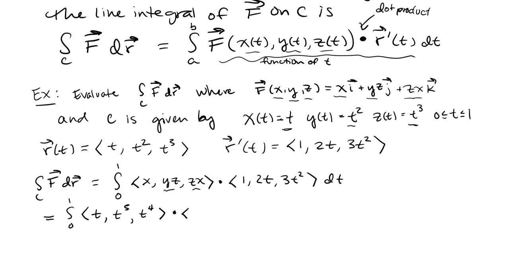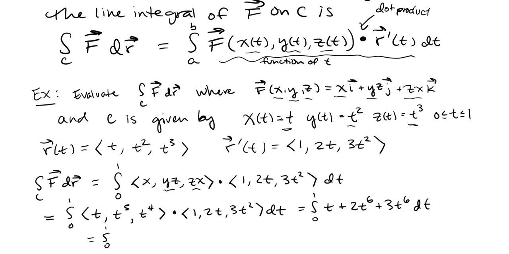And then we're going to take the dot product of that with 1, 2t, and 3t squared. So for the dot product, we multiply component-wise and add those together. So we'll have t times 1, plus 2t times t to the 5th is 2t to the 6th, and then 3t squared times t to the 4th will be plus 3t to the 6th as well. So then we've got the integral from 0 to 1 of t plus 2t to the 6th and 3t to the 6th, so 5t to the 6th dt.